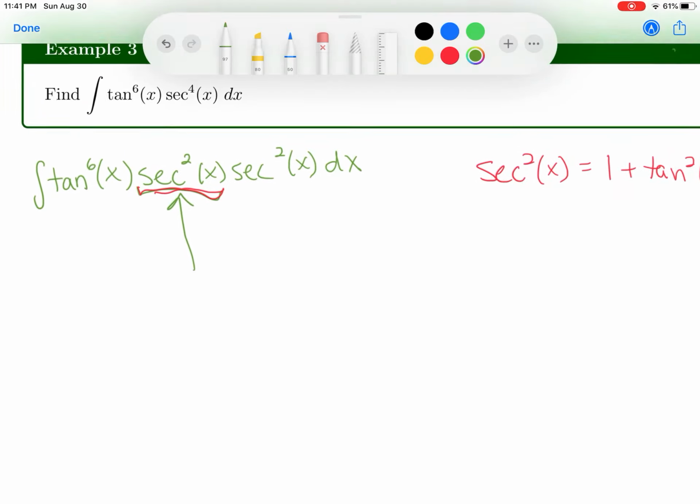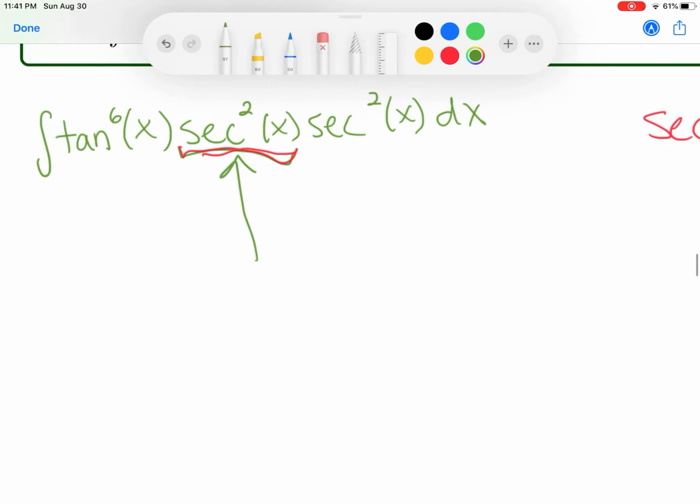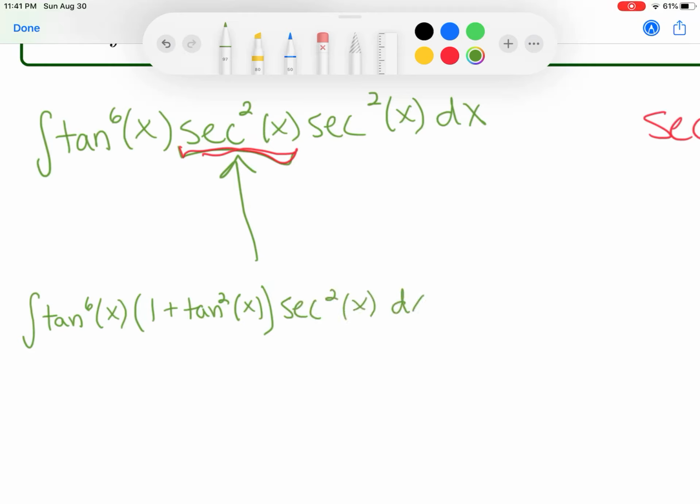All right, so let's do it. Let me zoom in just a tad. I always write nicer when I zoom in. So we have tangent to the 6th x. We're going to rewrite this next part with our identity. So this is going to be 1 plus tangent squared x. And then we still have secant squared over here.